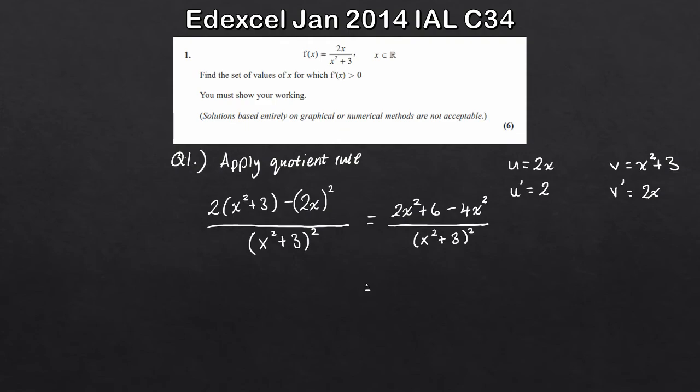So if I simplify the numerator one final time, what we get is 6 minus 2x squared, and then we've got the same denominator as previously. Okay, and that's our dy by dx. Now the question doesn't just ask us for dy by dx, it asks for the set of values of x for which f prime of x, so that's just dy by dx, is greater than 0. So if f prime x is greater than 0, we're just setting this greater than 0.